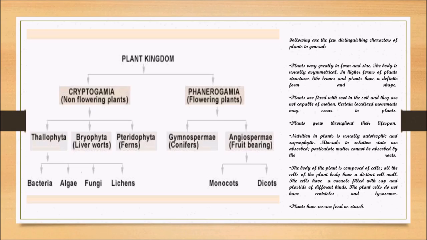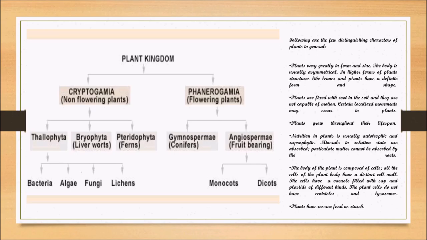Following are the few distinguishing characters of plants in general. Plants vary greatly in form and size. The body is usually asymmetrical. The higher forms of plant structure, like leaves and flowers, have a definite form and shape. Plants are fixed with roots in the soil and they are not capable of motion. Certain localized movements may occur in plants. Plants grow throughout their lifespan.